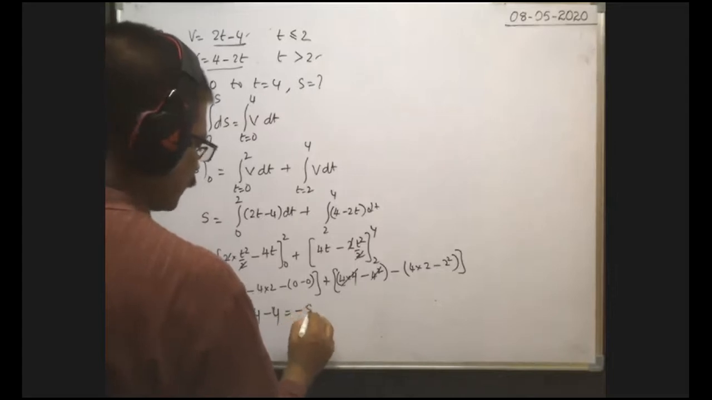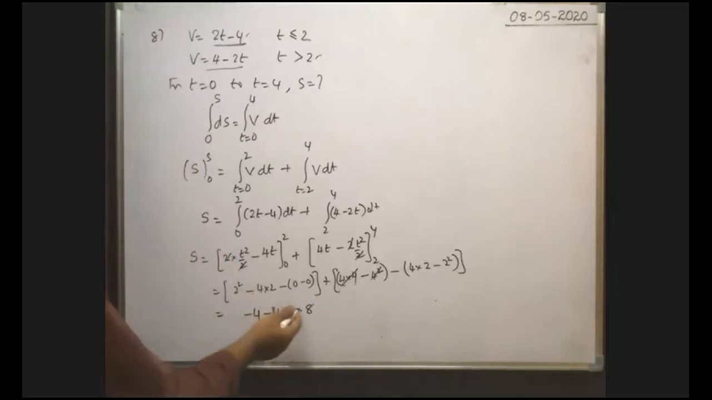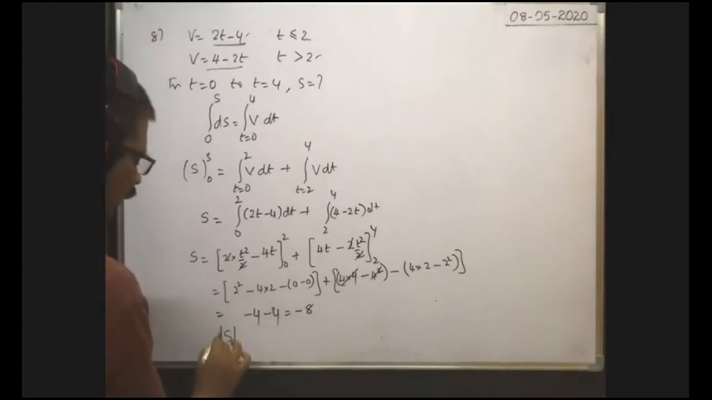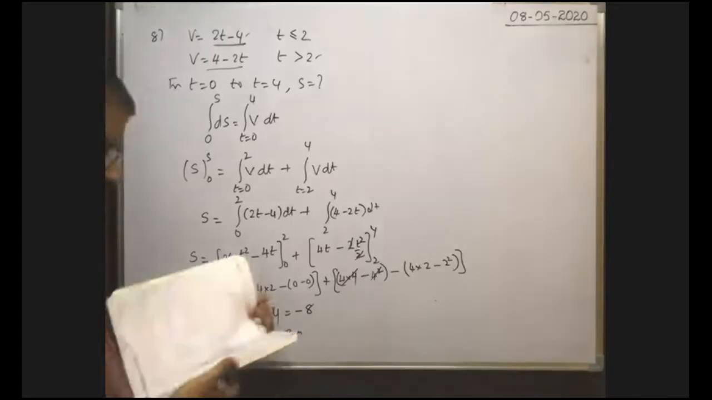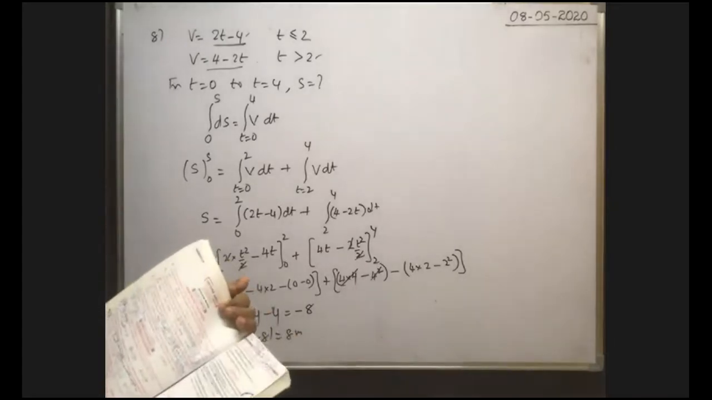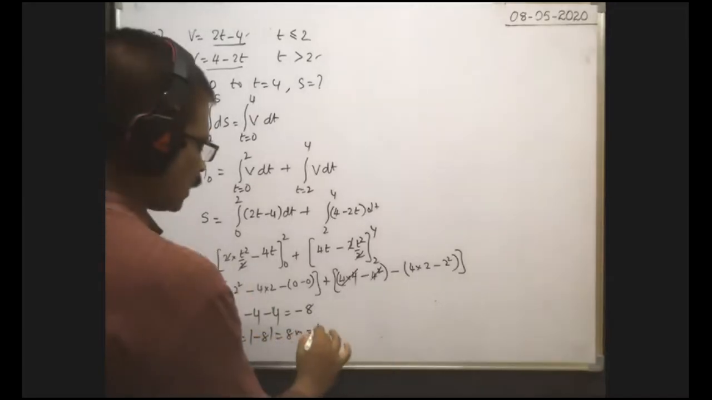That means minus 8. They asked the distance. Here displacement is minus 8. Therefore, they asked the distance travelled. Therefore, S is equal to modulus S is equal to modulus minus 8, that is equal to 8 meter. But the answer is given as 4K.